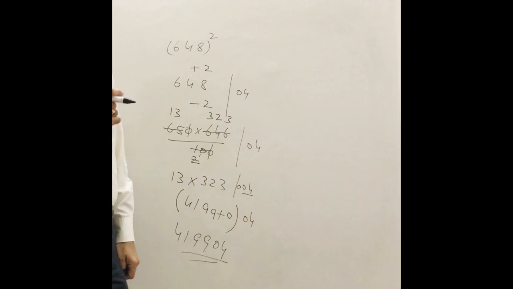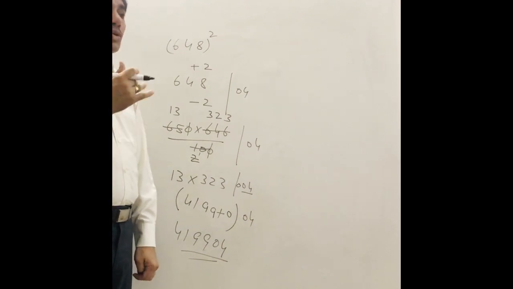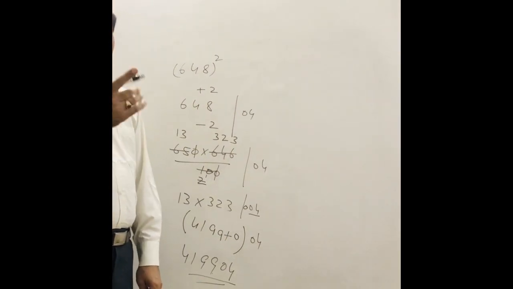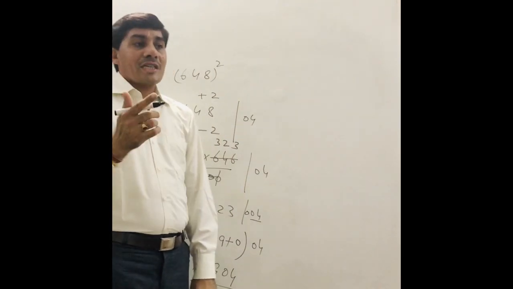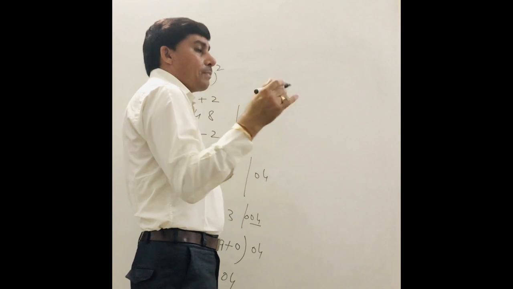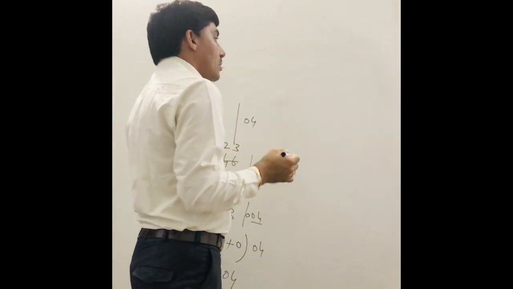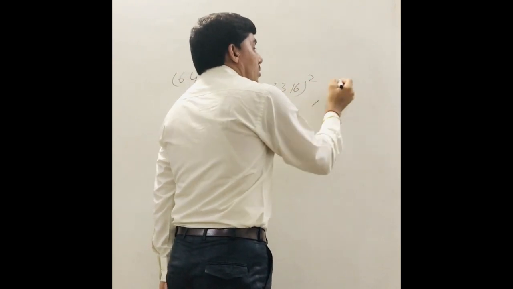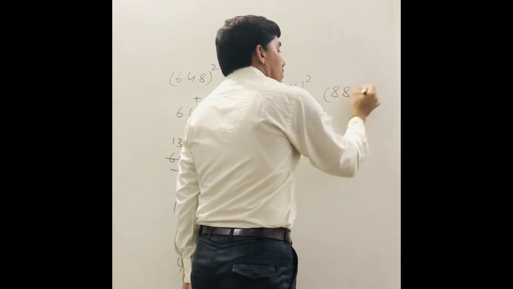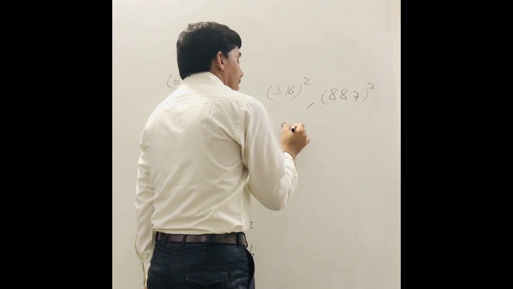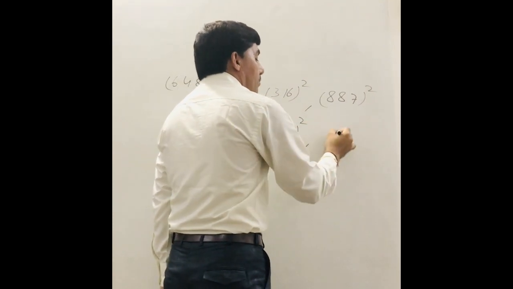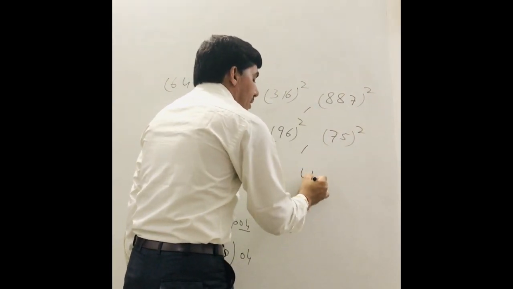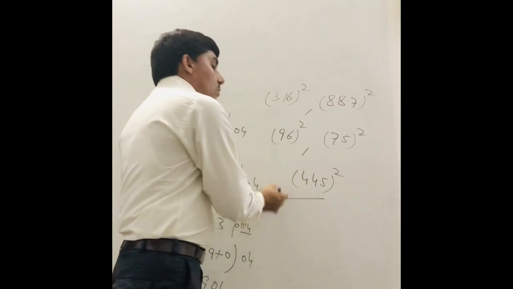So dear students, you can find the square of two digit numbers and three digit numbers using these methods easily. So we have written some examples for your exercise. You can solve these examples and practice yourself. Square of 316, square of 887, square of 96, square of 75, and the square of 445.